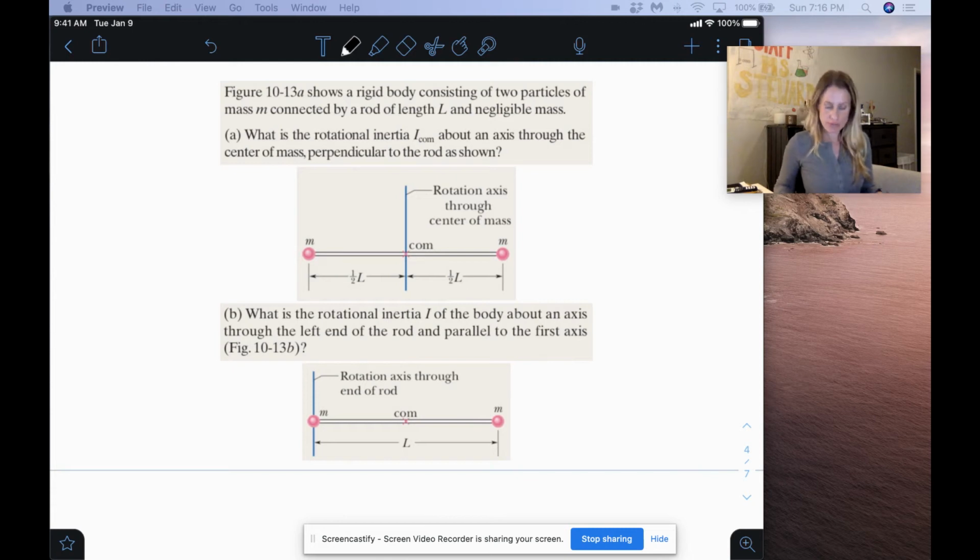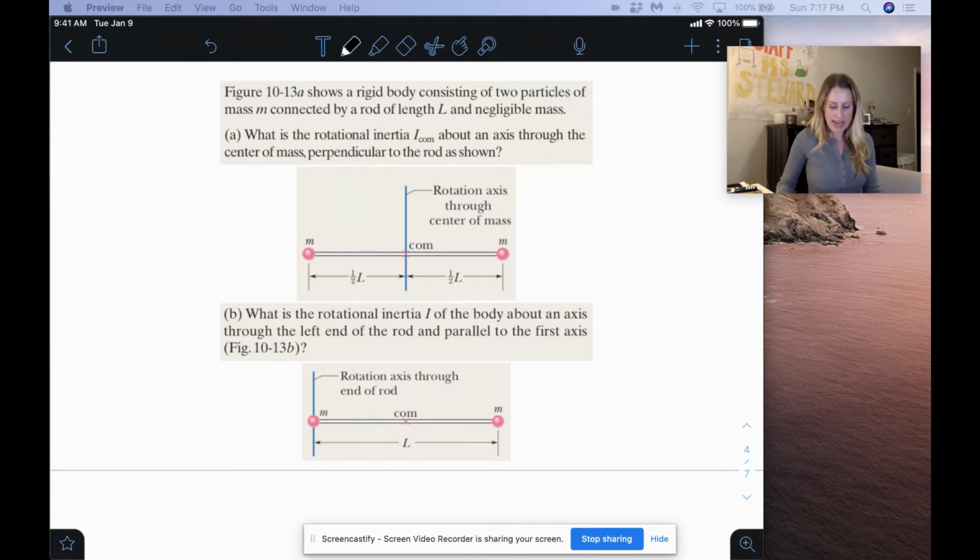Example number 2 for rotational inertia, we have a figure that shows a rigid body consisting of two particles of mass m connected by a rod of length L and negligible mass. It is important here that the rod has negligible mass, because if it didn't, then we would have to include it in our rotational inertia calculation. So it doesn't, so we don't have to include it in our calculation.